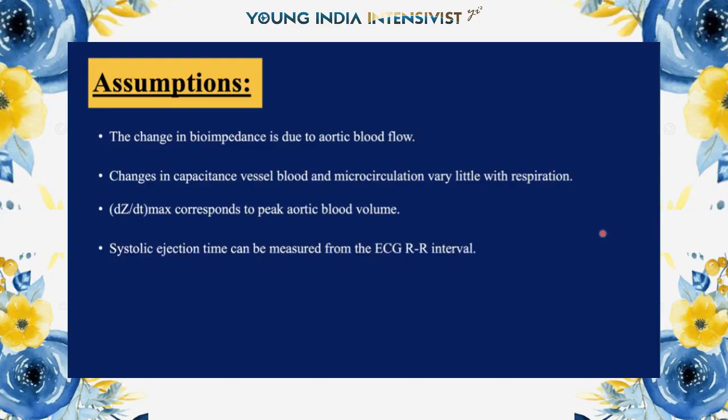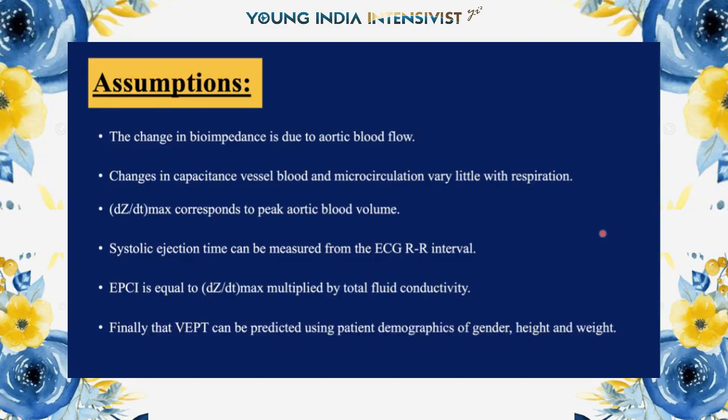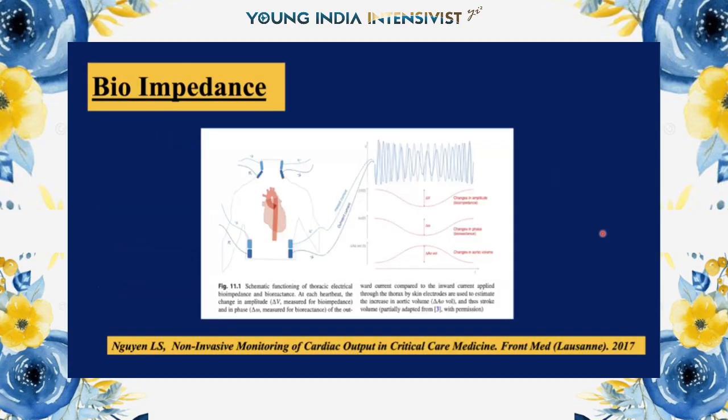Systolic ejection time can be measured from the ECG RR interval, and the ejection phase contractility index is equal to dZ/dt multiplied by total fluid conductivity. Finally, VEPT can be predicted using patient demographics: gender, height, and weight. Electrically conductive tissue can be derived from the patient's demographics. Based on this, they calculate the bioimpedance and bioreactance.